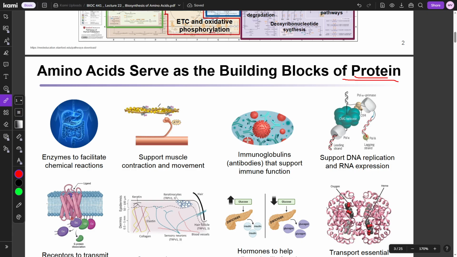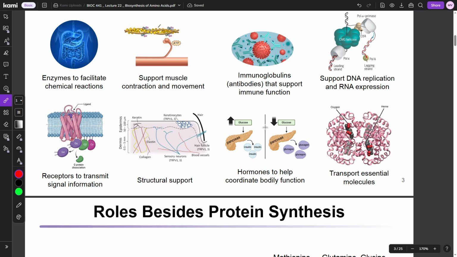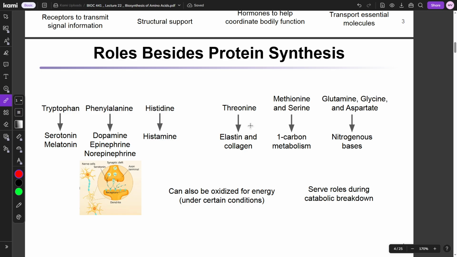Proteins are very important. They make a lot of things: hormones, proteins, channels. But they play roles that are important besides protein synthesis. Tryptophan, phenylalanine, and histidine are important in the immune response and in neurotransmitters. Serotonin and melatonin come from tryptophan. Phenylalanine makes all of the catecholamines like dopamine, epinephrine, and norepinephrine. Histamine is important in allergy response. Threonine is used to make collagen.